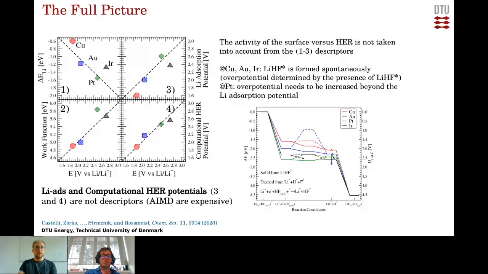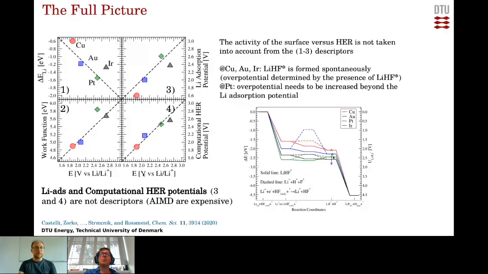If we look at the full picture, up to now we have not considered the hydrogen evolution potential, so what is the propensity of each surface to evolve hydrogen. If we also take that into account, and that is done in inset four, you can see that there is a really nice correlation between the computational descriptor and the electrochemical response.